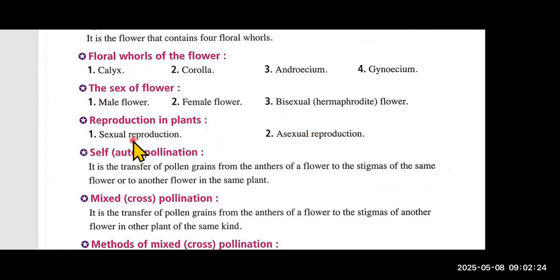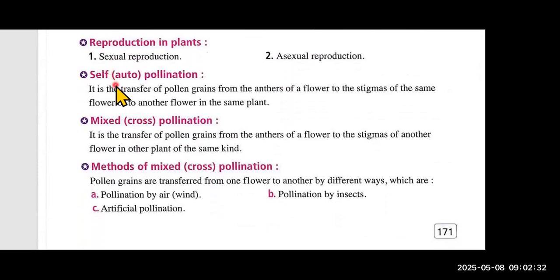Reproduction is sexual and asexual. Sexual happens between male and female. Asexual happens in one living organism. Self or auto pollination is when the pollen grains transfer from the anther of the plant to the stigma of the same plant. But mixed or cross pollination happens between the same kind of plant, but not the same plant, like one standing here and the other here, both from the same type. Methods of cross pollination are air, artificial by humans, and insects.